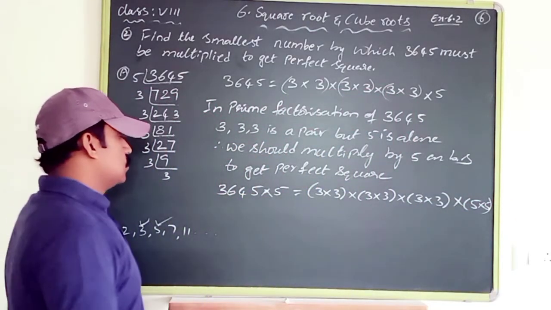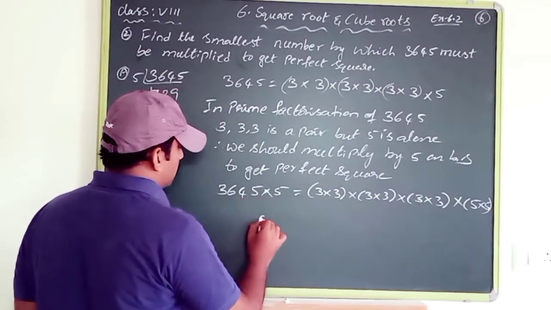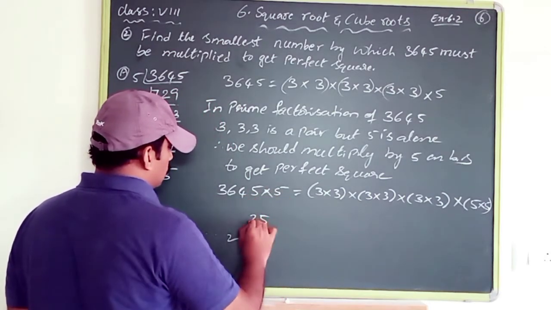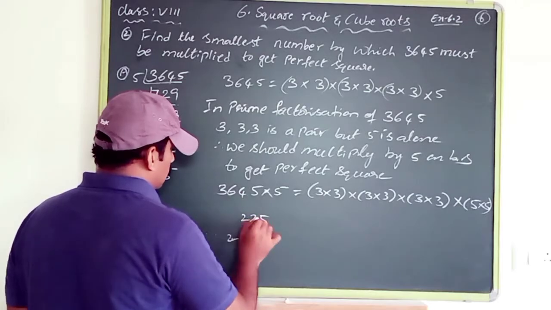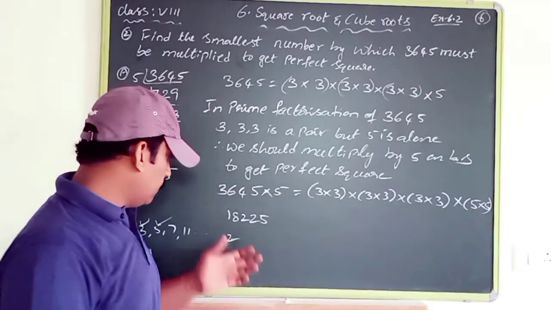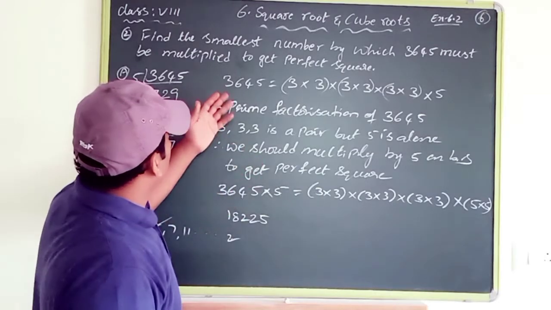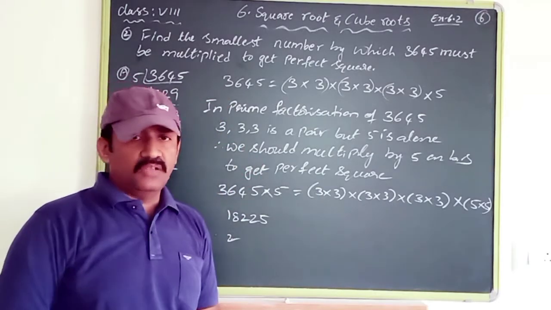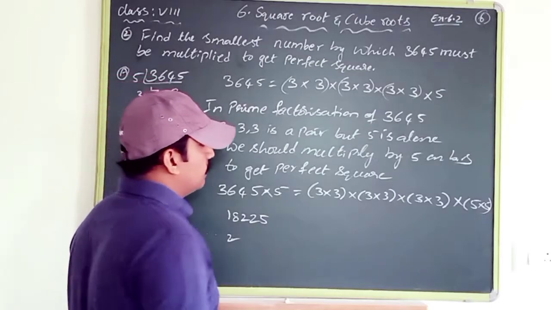So then what is the number here? 5 5s are 25, 5 4s are 20 plus 2 is 22, 5 6s are 30 plus 2 is 32, 5 3s are 15 plus 3 is 18. So 18,225 is a perfect square, but not 3645. To get a perfect square, we should multiply by 5.